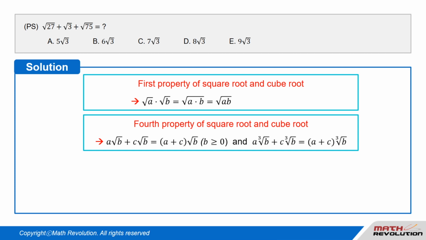Also, a times the cube root of b plus c times the cube root of b equals a plus c, whole times the cube root of b.